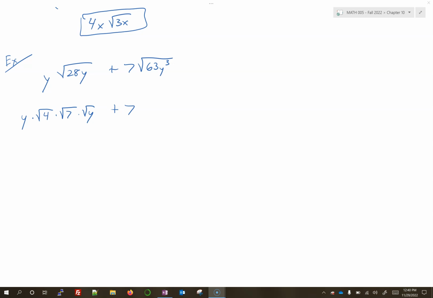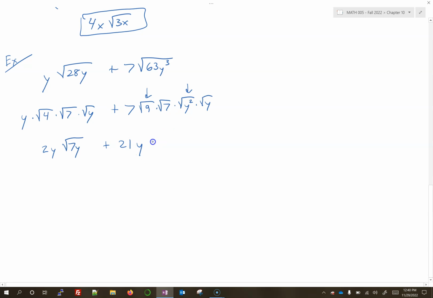The first term we took care of, we figured out the perfect squares. Now for this one, we have the square root of 63y cubed. I'm going to change that into the square root of 9 times the square root of 7. And then for y cubed, I can make that the square root of y squared times the square root of y. Okay, let's go ahead and calculate all these perfect squares. So this first term is going to turn into a 2y times the square root of 7y. And then this second one, I'm going to be able to evaluate this and this. So square root of 9 is 3, so 7 times 3 is going to be 21.